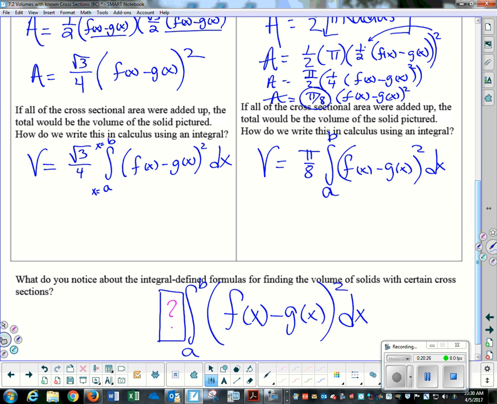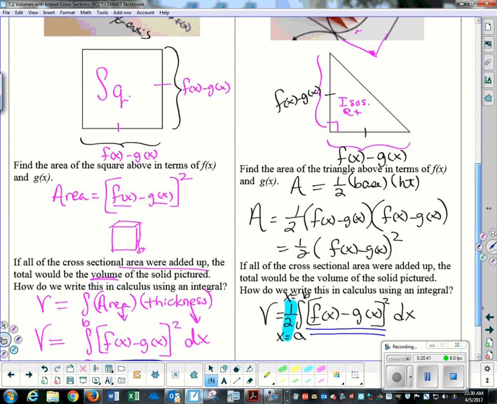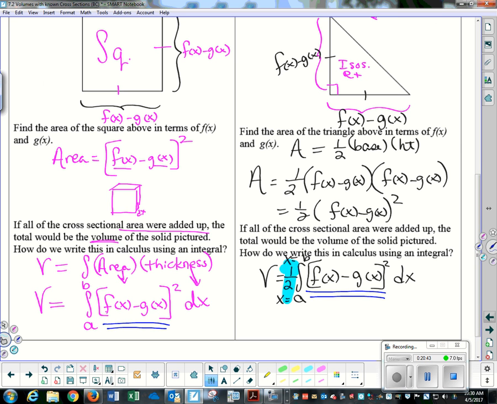So if you could memorize a few of these, you wouldn't have to sit there and rebuild them. Memorize that a semicircle is pi over 8. Memorize that an equilateral triangle is root 3 over 4. Memorize that an isosceles right triangle with one of the legs as the base area distance is 1/2.